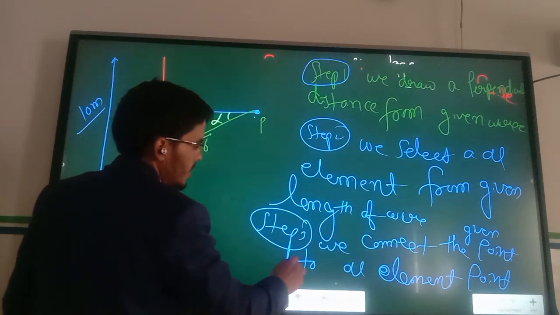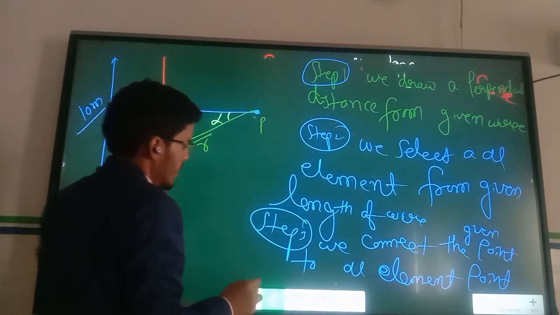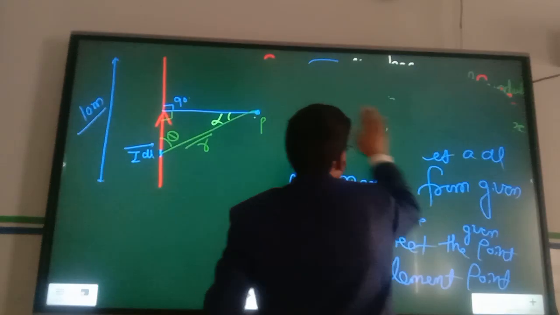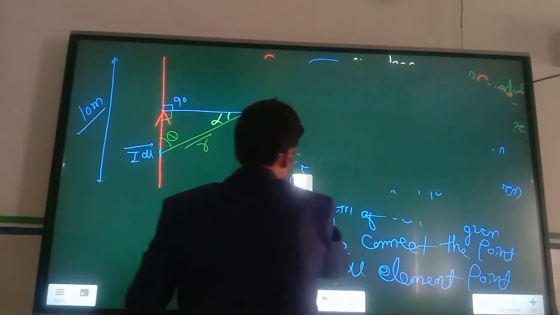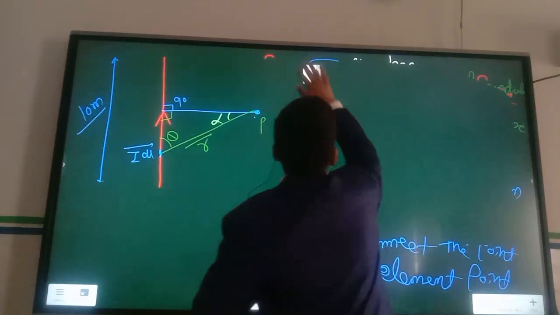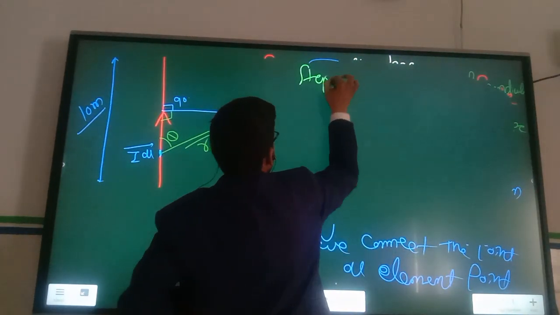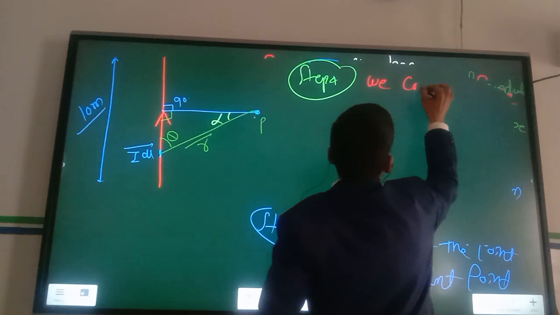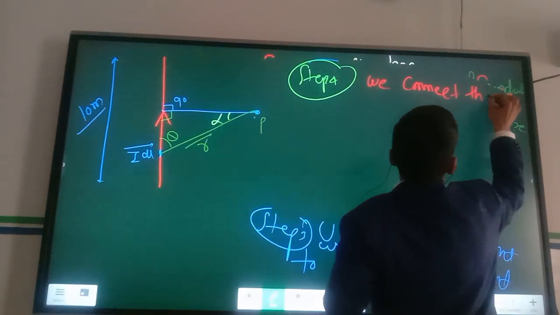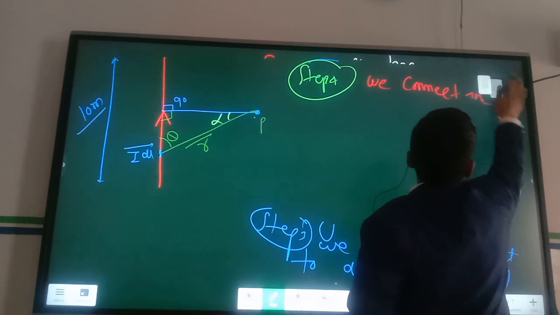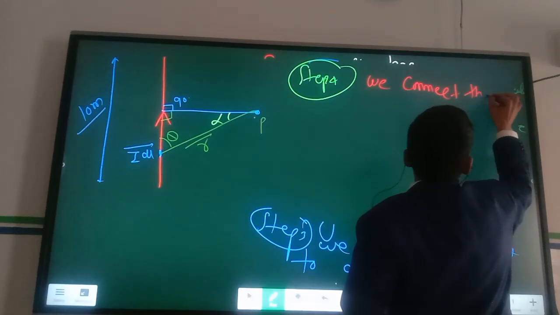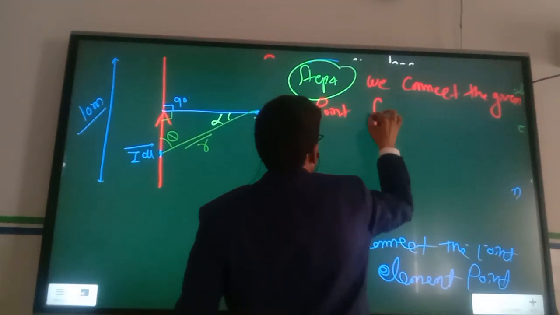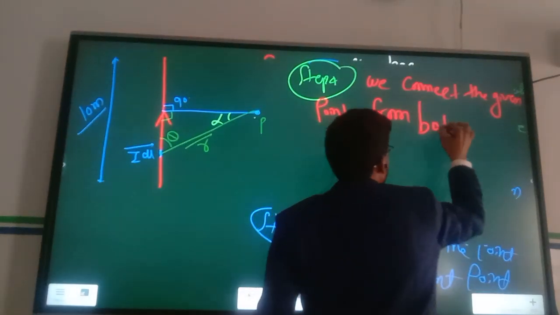Step 3, we connect the point to the dl element point. Now this is the r vector. And step 4: we connect the given point to both ends of the wire.